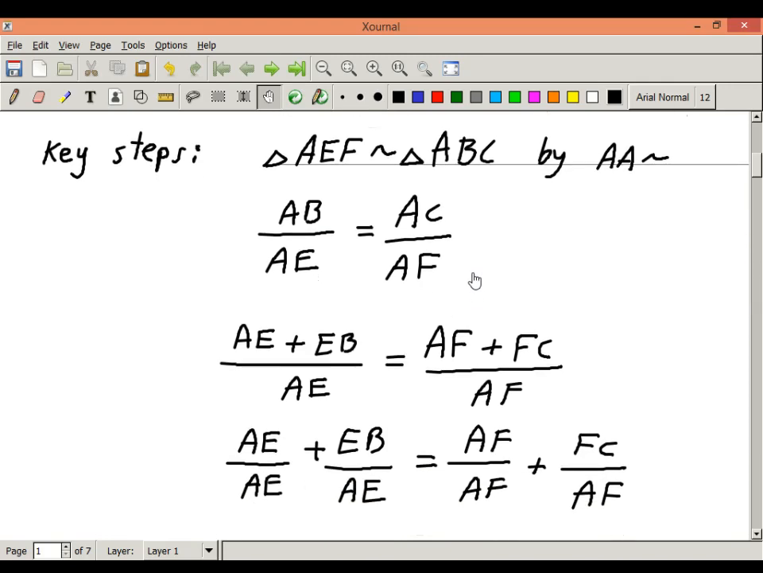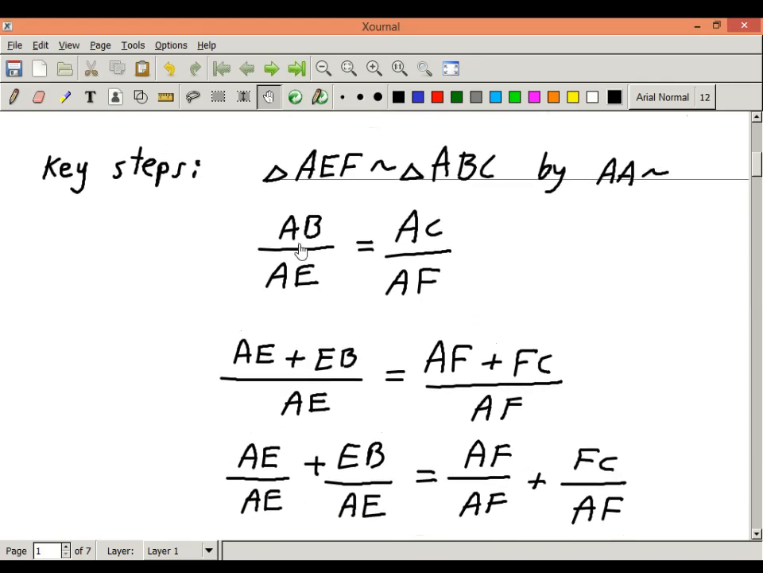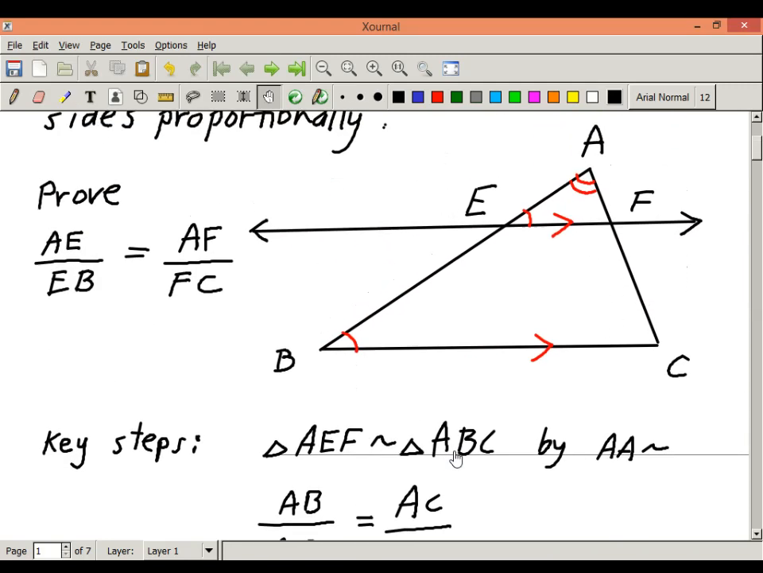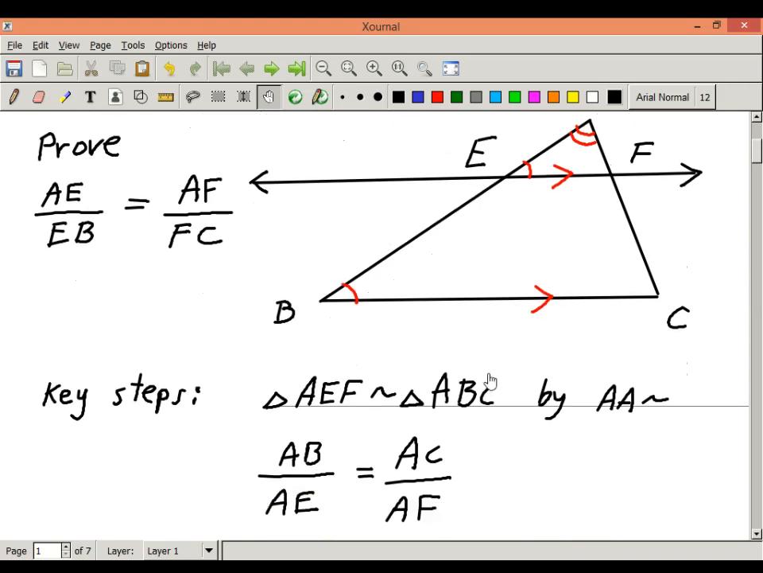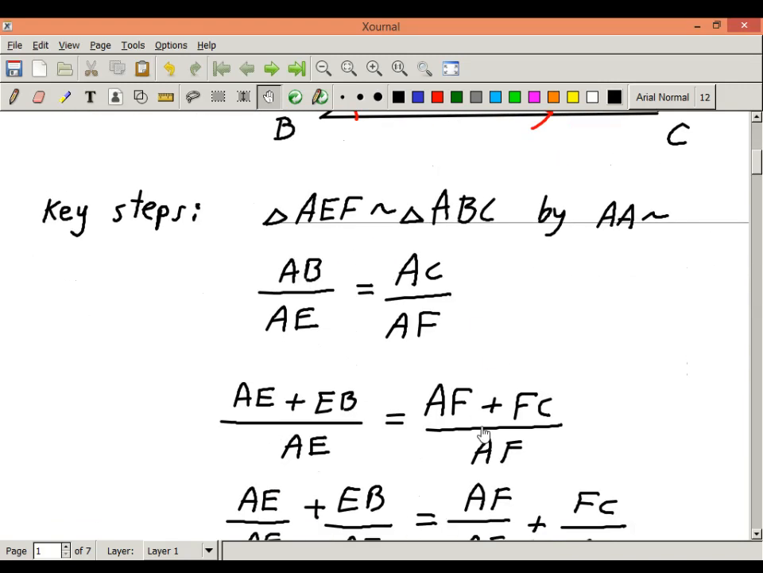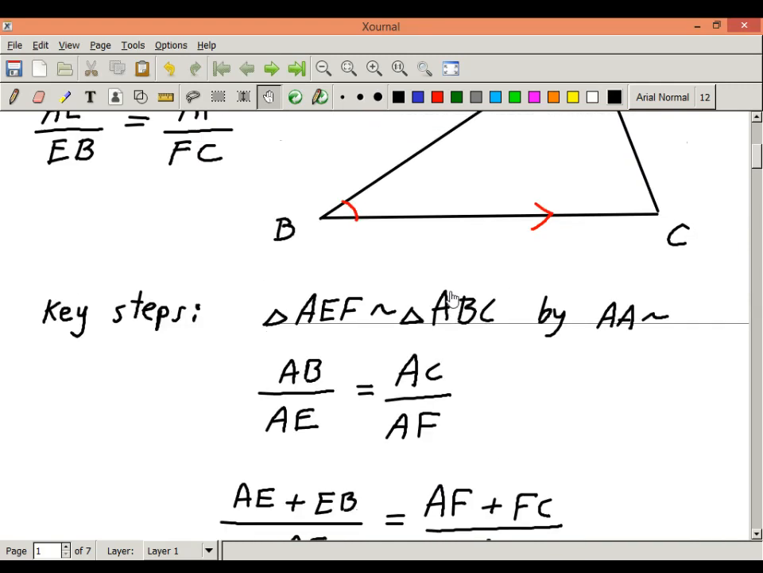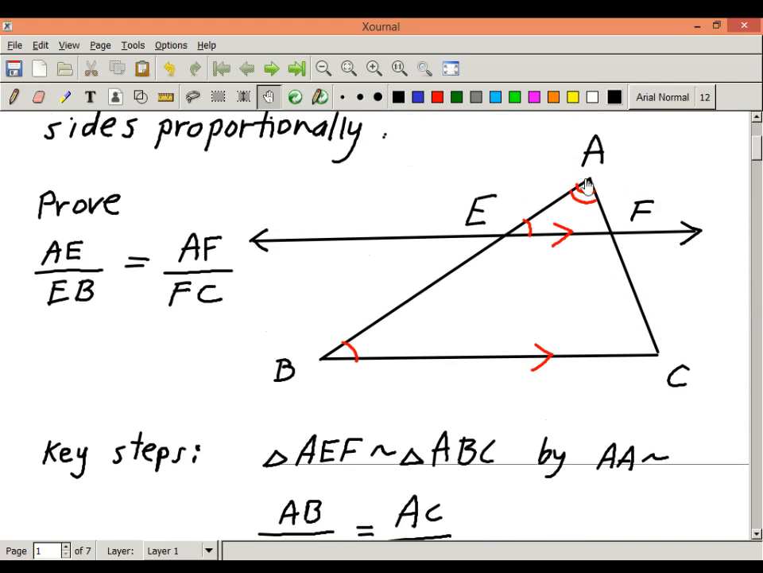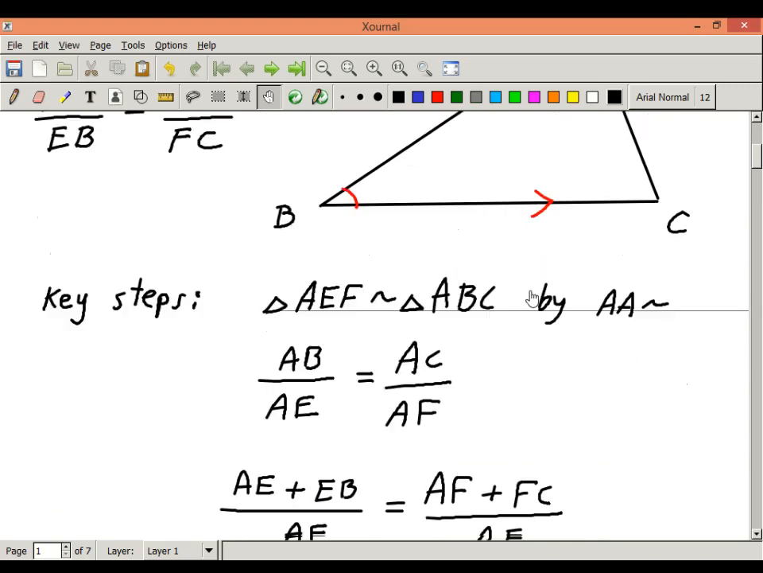Gets a little tricky here. I'm going to write AB as a sum of two segments. So I'm going to say that AE plus EB is equal to AB. And to see that, just look up at the drawing again. I'm just saying that AE, this piece, plus EB, these two pieces add up to the total AB. And then that's the same thing on the other fraction. AF plus FC adds up to AC, and you can see that by just looking at the diagram. AF plus FC is equal to AC, just the segment addition postulate.